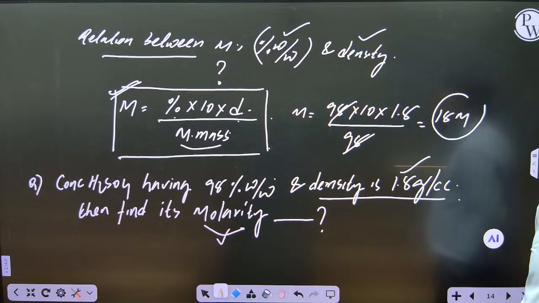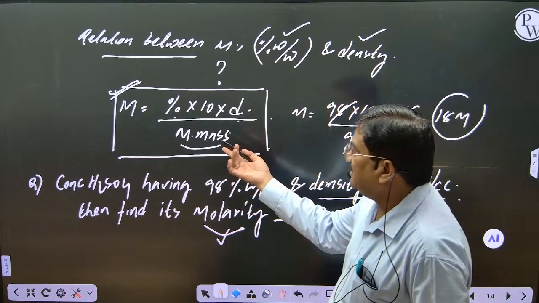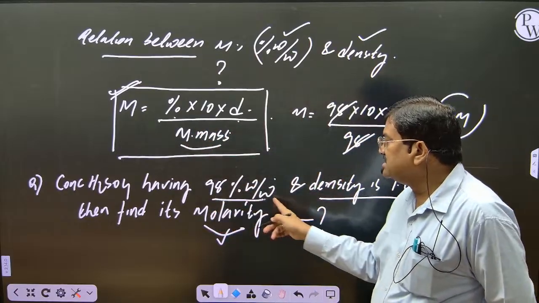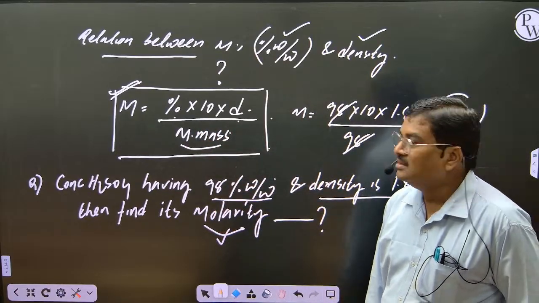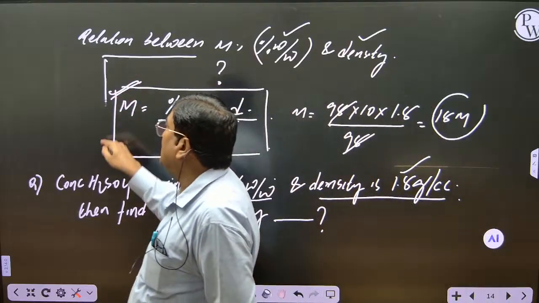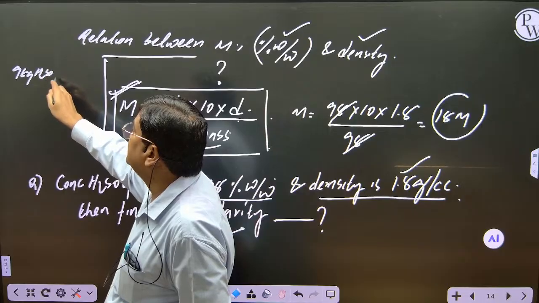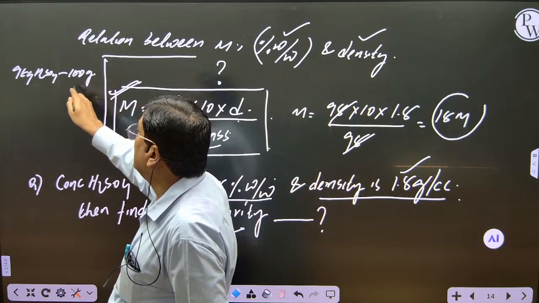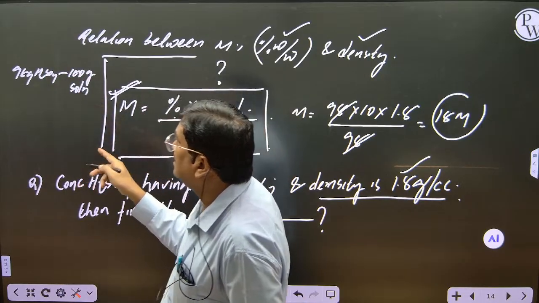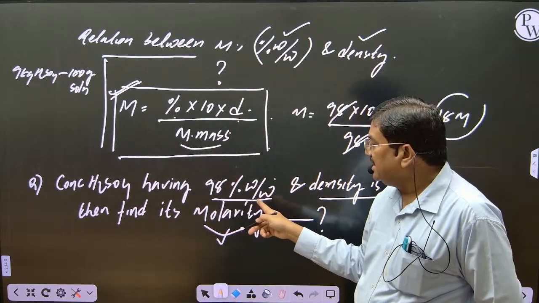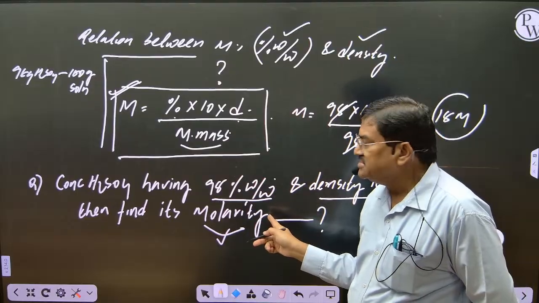Now think without the formula. I don't know this formula. Then how did we get this relationship? Tell me, what does 98% W by W mean? I write here: 98 grams of sulfuric acid is present in how many grams of solution? 100 grams of solution, no? Do you agree? 98% W by W means 98 grams of sulfuric acid is present in 100 grams of solution.